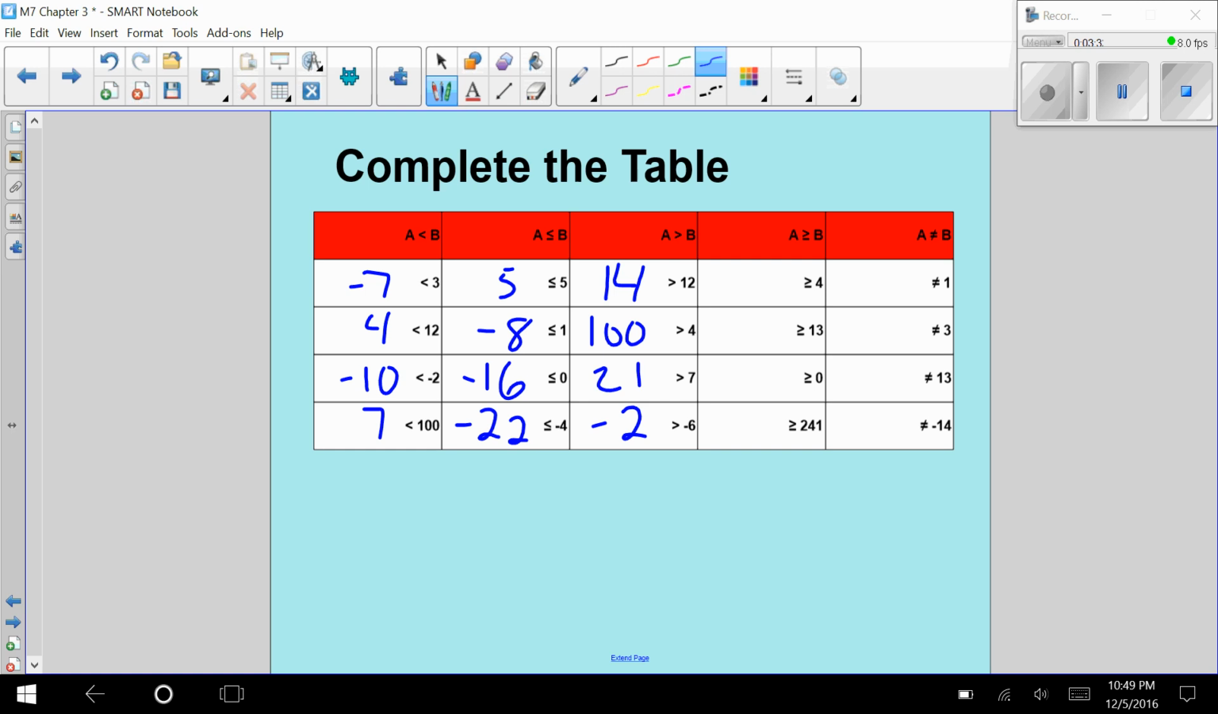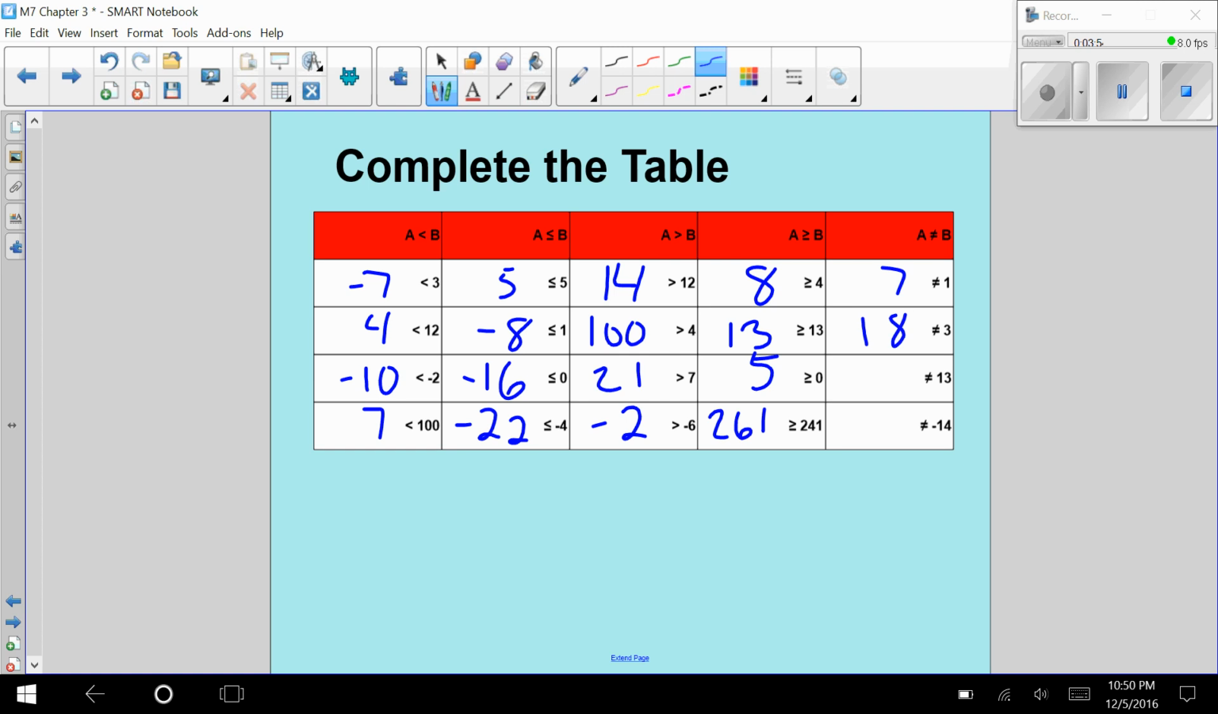The fourth column is greater than or equal to. 8 is greater than or equal to 4. 13 is greater than or equal to 13. 5 is greater than or equal to 0. And 261 is greater than or equal to 241. And our final column, not equal to. 7 is not equal to 1.